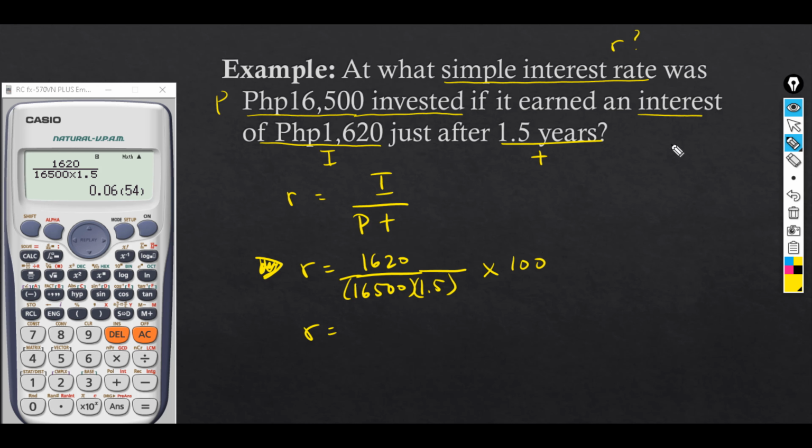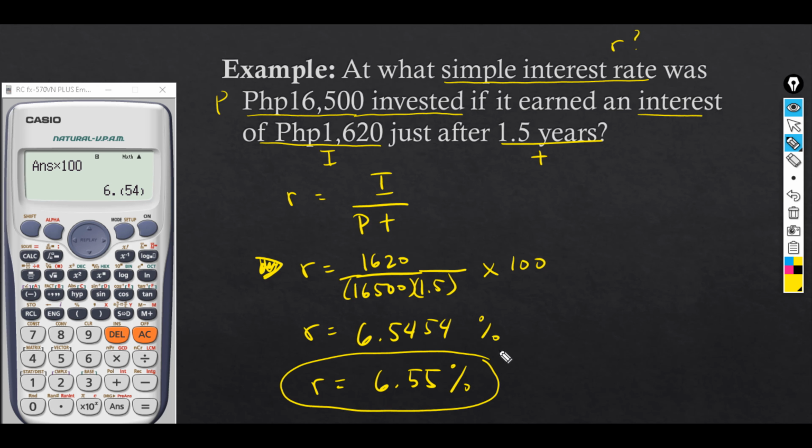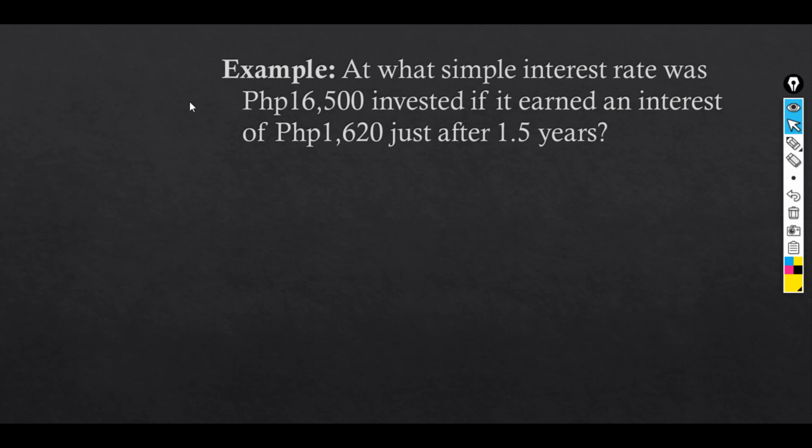So, yung calculator natin, kailangan nyo bang i-multiply yan by 100 para maging percentage. So, meaning, ang pinaka-answer natin is 6.5454% or rate is 6.55%. Yan. Kailangan kasi naka-percent yung rate natin. Yan. So, next slide.